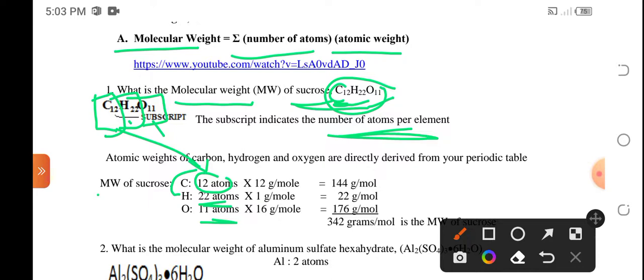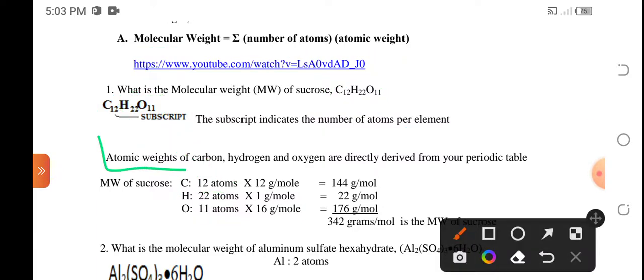Each element will be multiplied, or each atom will be multiplied with their atomic weights. Okay. Atomic weights can be found in the periodic table. You don't need to memorize that. You should have a periodic table with you. Okay? Take note, atomic weight.